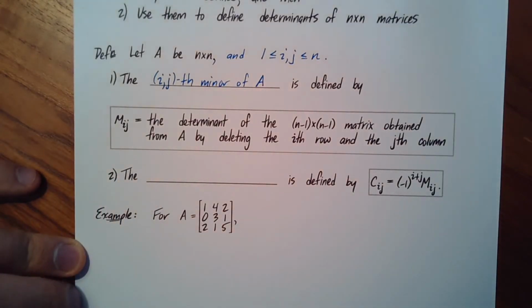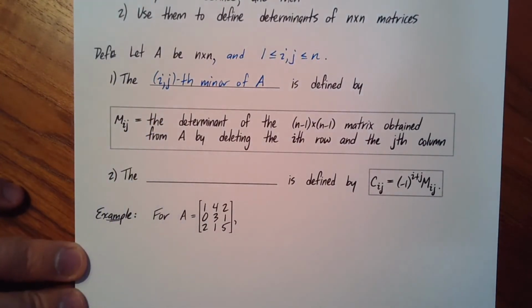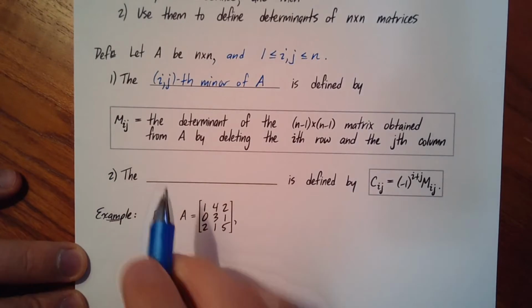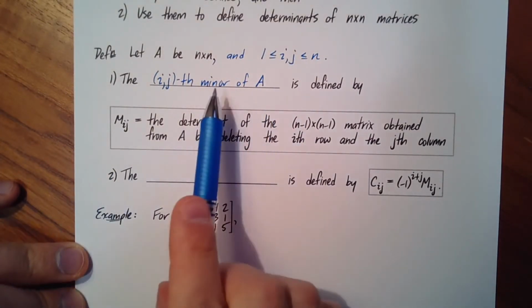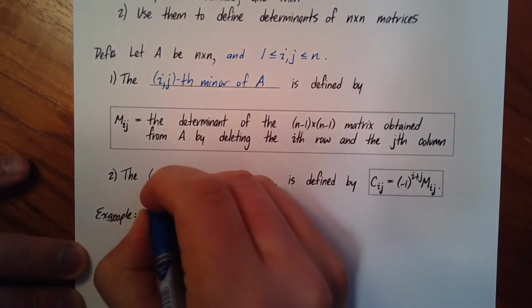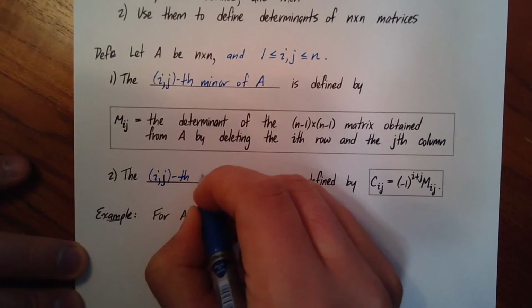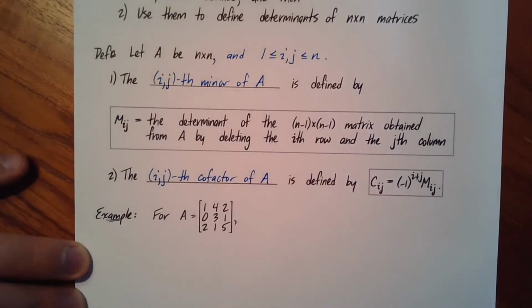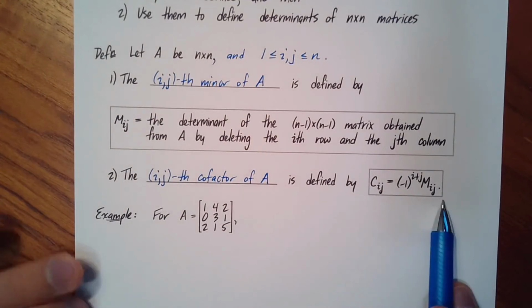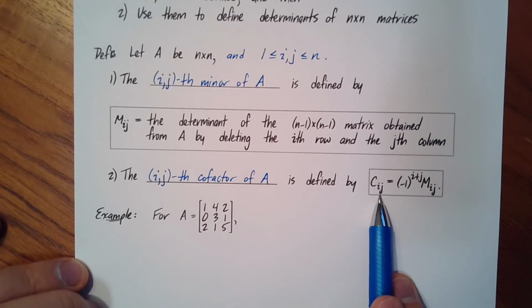I'll give you some examples below, but first I want to introduce one more definition, which is called the ijth cofactor of A. For each i between 1 and n and j between 1 and n, we have a minor and we also have a cofactor. The ijth cofactor of A is defined by this formula. The notation, capital C with the two indices i and j, is the notation for the ijth cofactor.